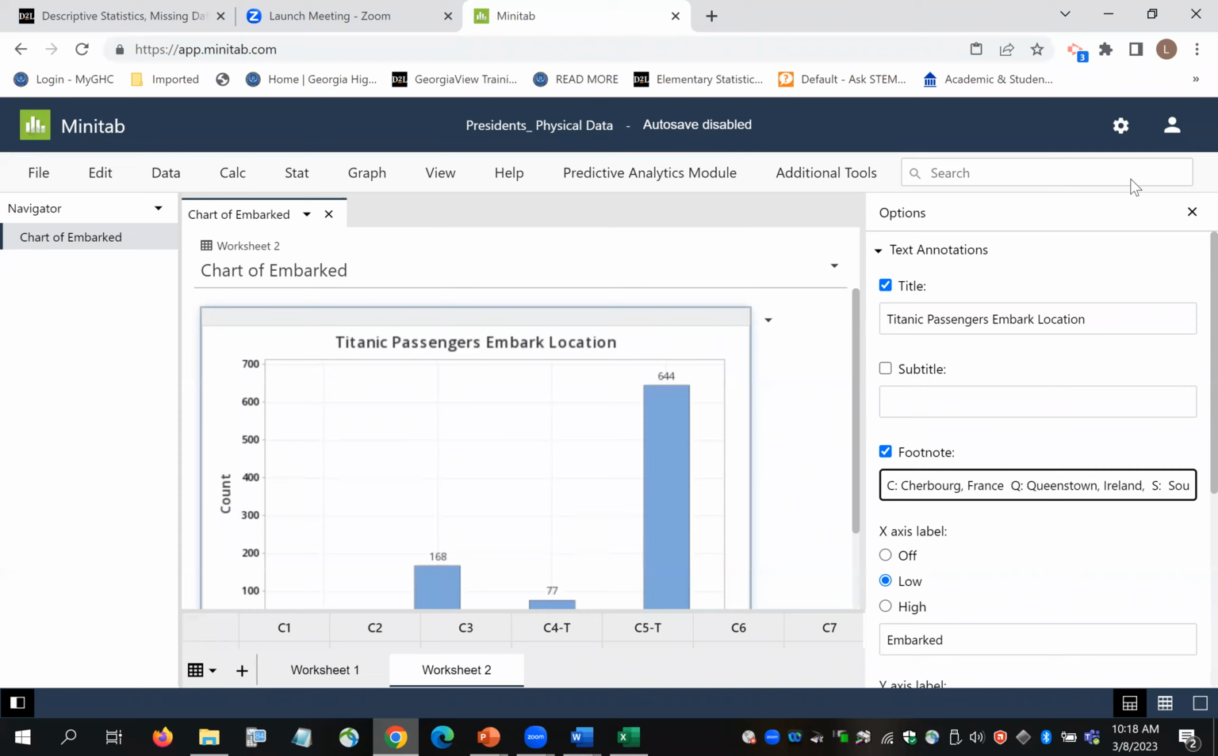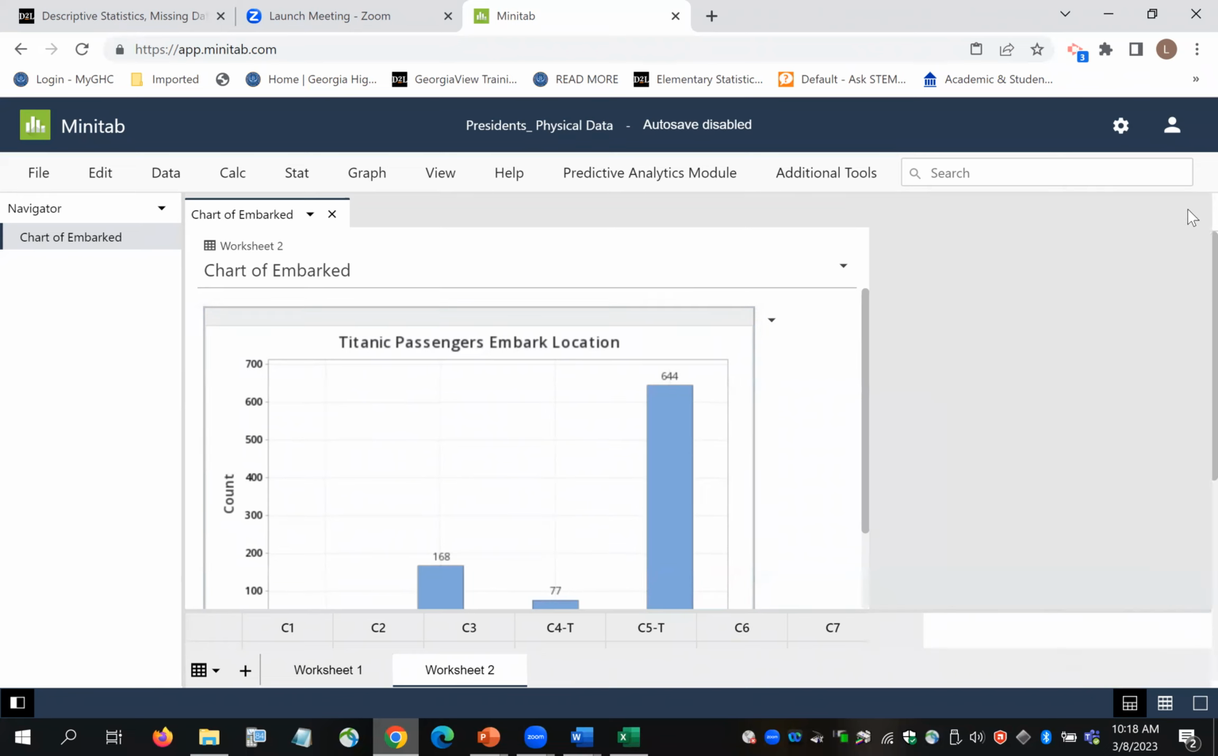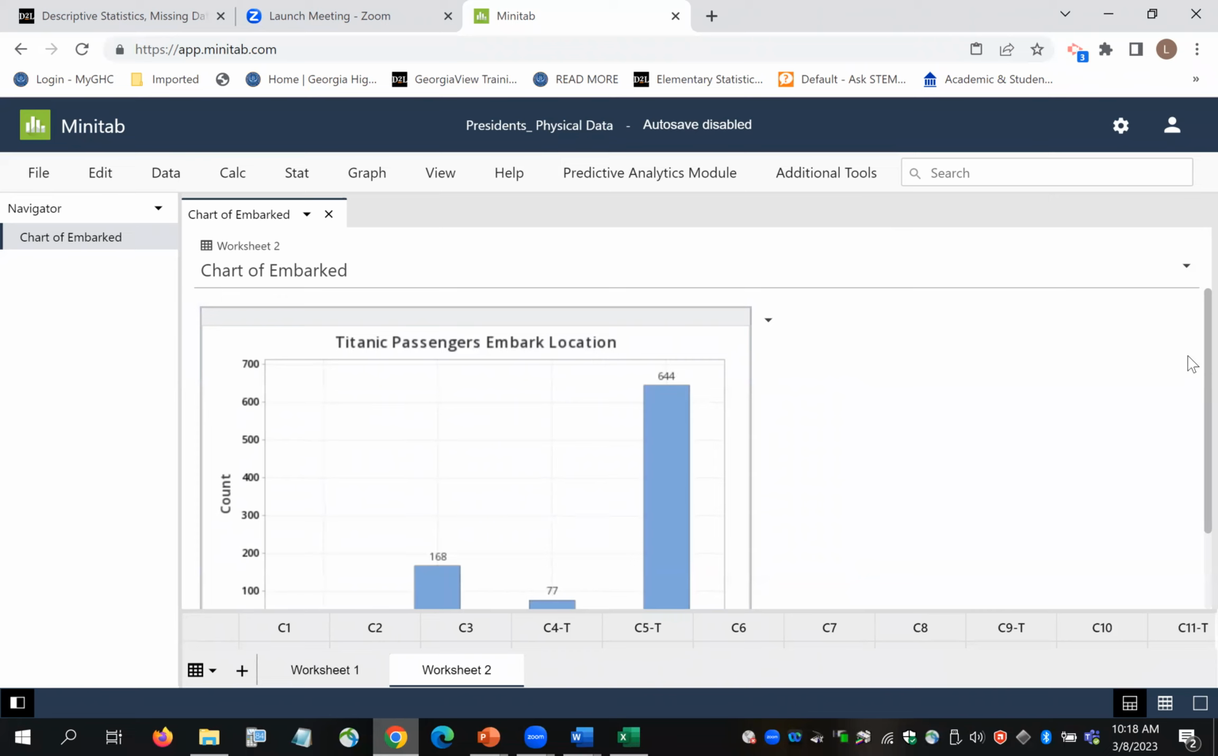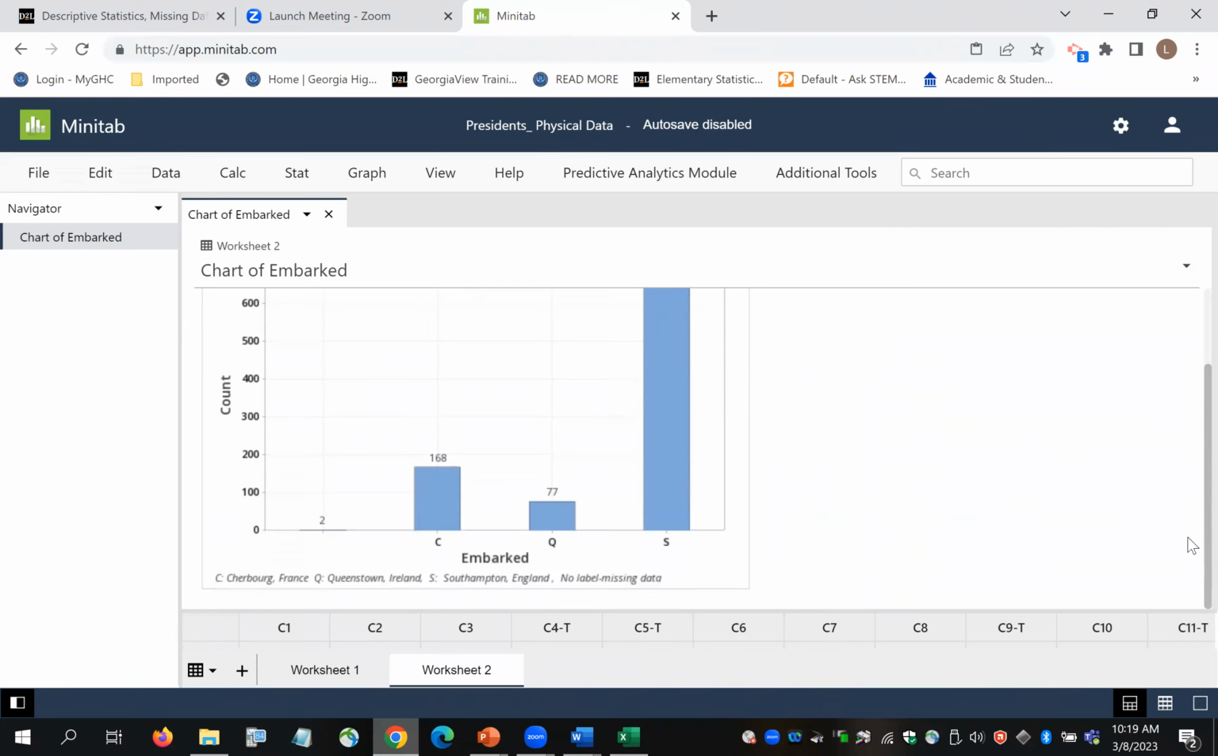Okay, once you have included your detailed descriptive title, you can add a subtitle, or if you need to add a footnote, we just close it. And notice it automatically changed it on my graph, and it added the footnote at the bottom, I would say. Let's see. Yes.